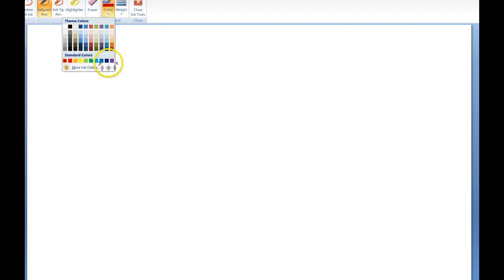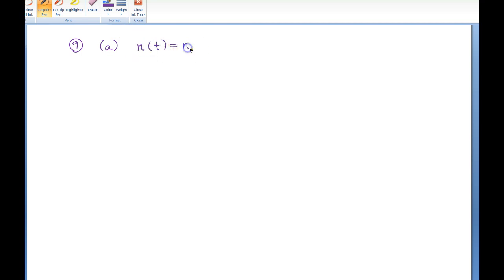Number 9. So number 9, we have a population of a certain city is 112,000 in the year 2006, and the observed doubling time for the population is 18 years. So for part A, it says find an exponential model. So N of T equals N sub 0 2 to the T over 18.